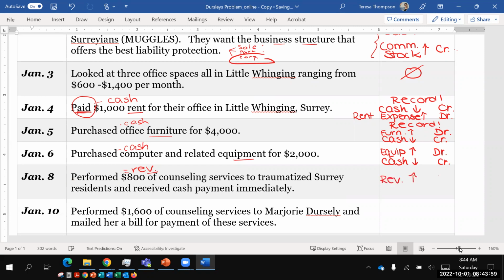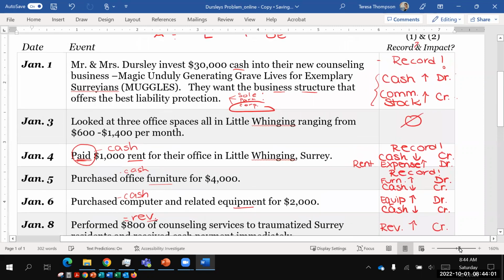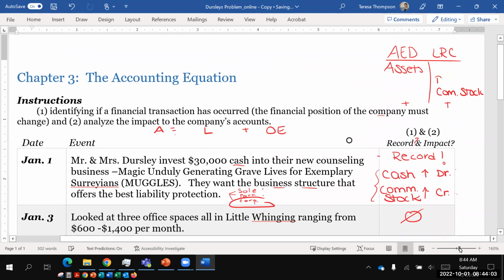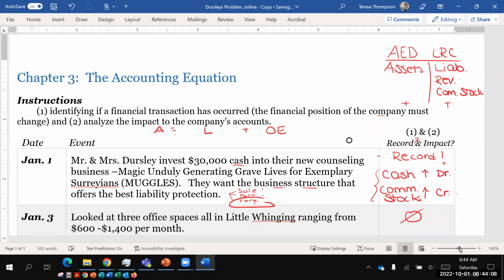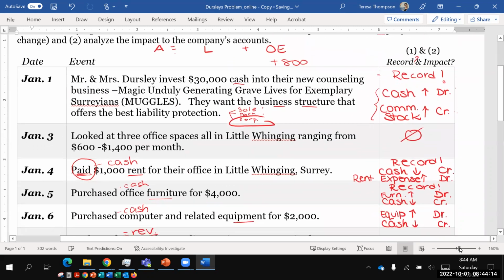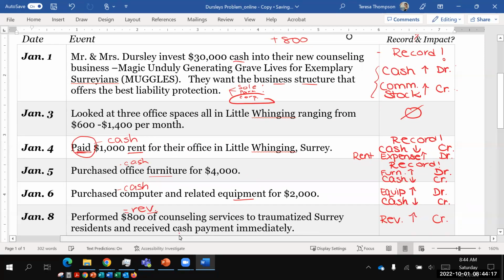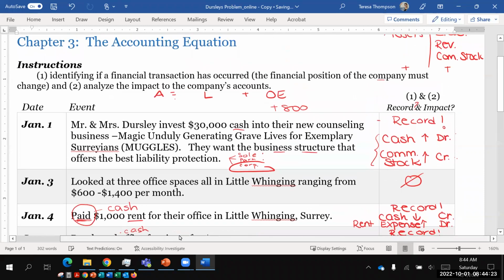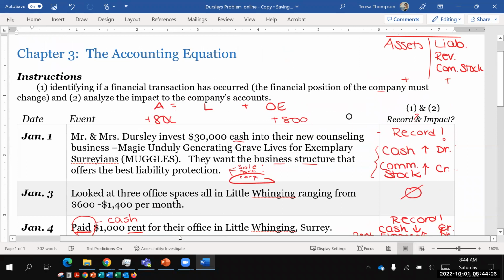Revenue's increasing. To increase revenue, you credit. Right? It has a normal credit balance. Falls under equity, 800. Yes. Okay, received cash. Yay, cash. Increase in asset, that's a debit. And you are still in balance. Same value on both sides. Your beautiful little scales are in balance.